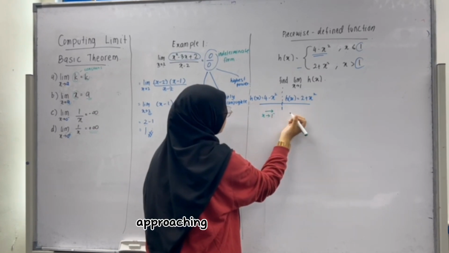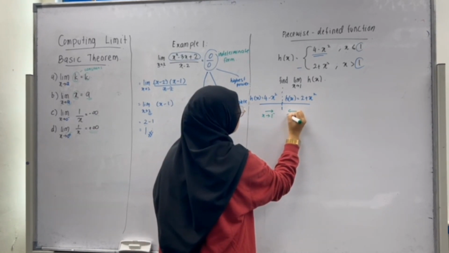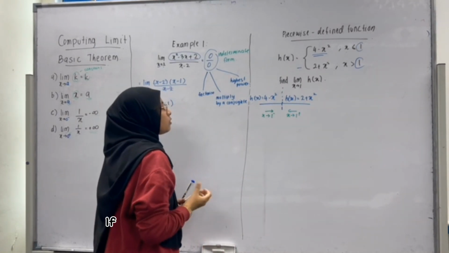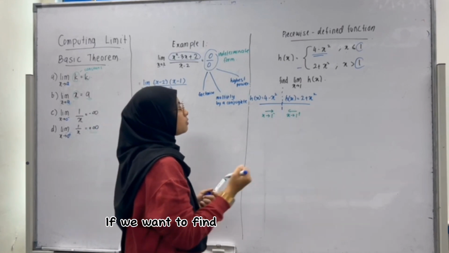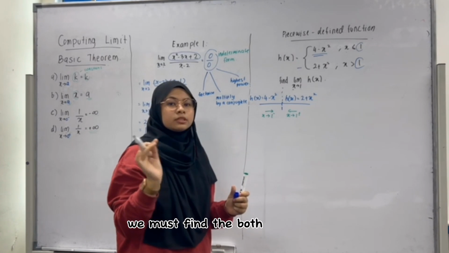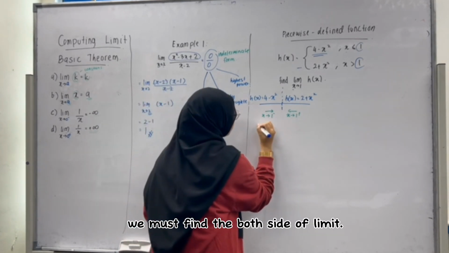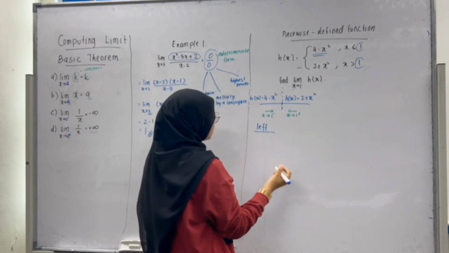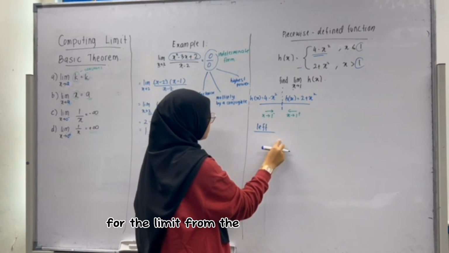x approaching 1 from the left side. If we want to find the limit as x approaches 1, we must find the limit from each side. First I do the left, the limit for the left.